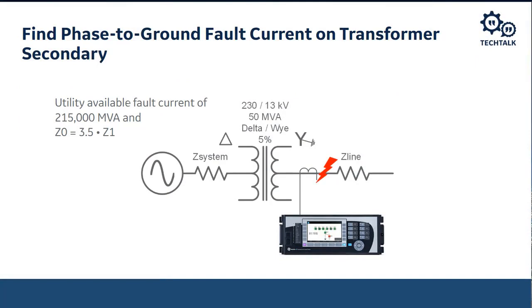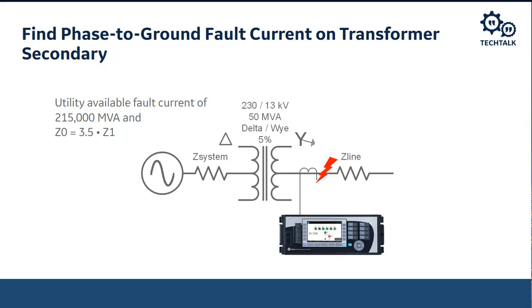So let's back up and do this a little differently. Let's assume now that instead of having an infinite bus, we know what the capabilities are of our power system. And the way that our utility has given that to us is in terms of an MVA. So they're saying that the available fault current is 215,000 MVA, right? They've also said that Z0 is going to be 3.5 times Z1.